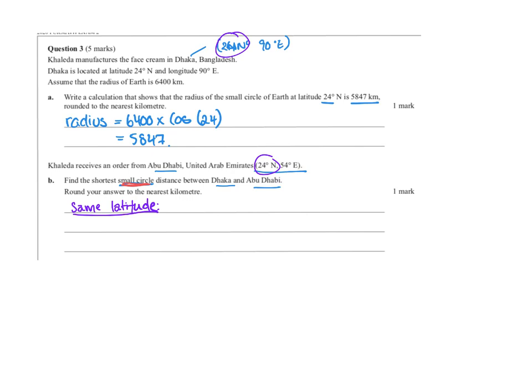So let's do the distance. The distance formula is pi times the new radius, which we already found, or they asked us to, times the difference in their angles. So we've got 90 east minus 54 east, so we get 36 degrees difference over 180, and we'll get the distance. So I'll just do that. It says to the nearest kilometre, which it will often say, so 3674 kilometres.